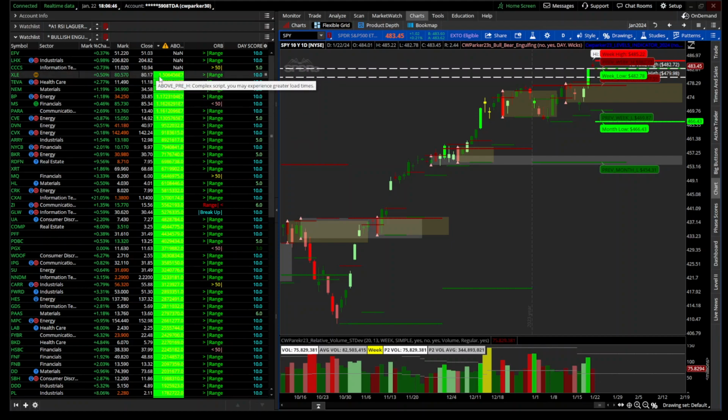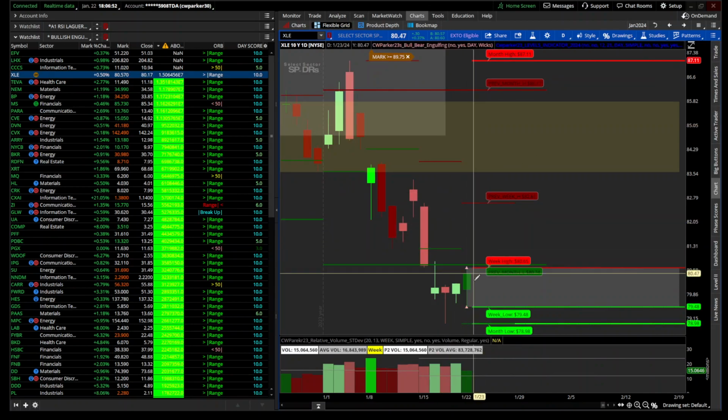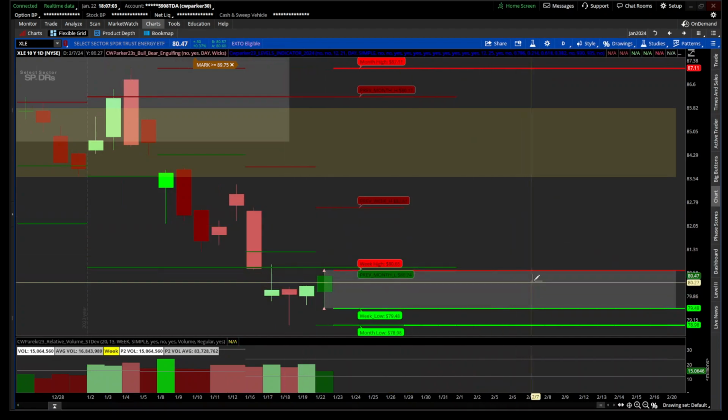So let's go here to XLE. This is the energy sector ETF, and we put in a bullish engulfing. So I would look for a continuation past this previous week low right here. And that's one of the great things about using my levels indicator. It plots out the lines for you.